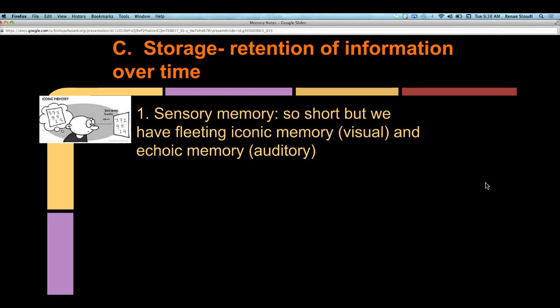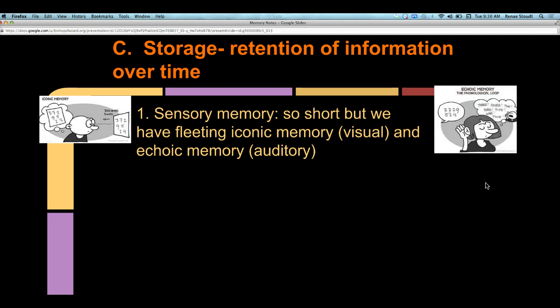We'll do a demonstration tomorrow. We'll do some iconic memory where I'll flash up some letters or numbers, and we'll see how good you are at remembering those. Okay. All right, and there's also echoic memory.